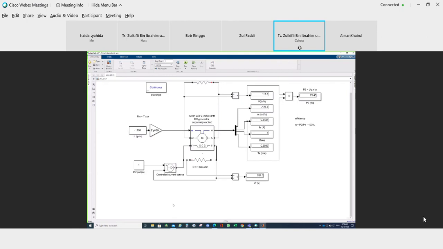Jadi yang lab 2 ni kita akan ikut data yang dalam spreadsheet tu lah. Yang akan variable ataupun yang akan kita ubah ialah input current, input A tu. Yang lain semua biar sendiri. Input A dan juga speed, RPM tu. Boleh biar. Okay.